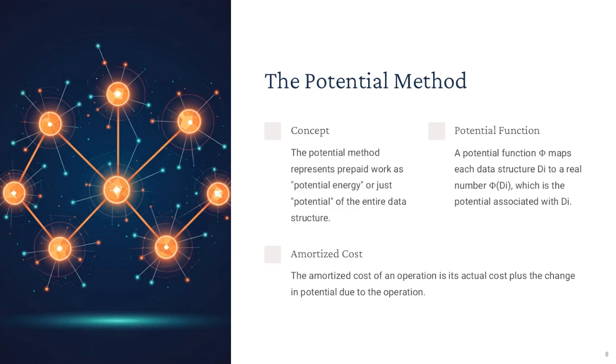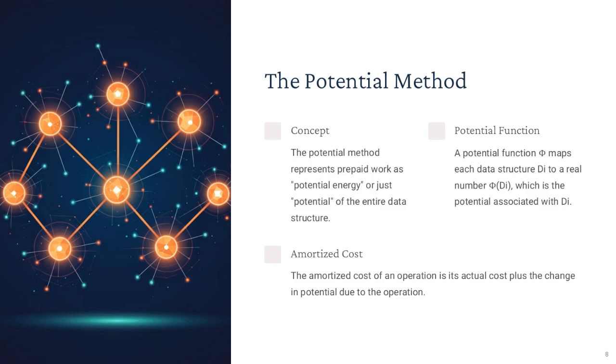The potential method takes a different approach by representing prepaid work as potential energy, or simply potential, of the entire data structure. Instead of associating credit with individual objects, the potential function applies to the data structure as a whole. The potential changes with each operation, reflecting the prepaid cost or deficit. The amortized cost of an operation is defined as its actual cost plus the change in potential. By choosing a suitable potential function, we ensure that the total amortized cost of a sequence of operations provides an upper bound on the total actual cost.